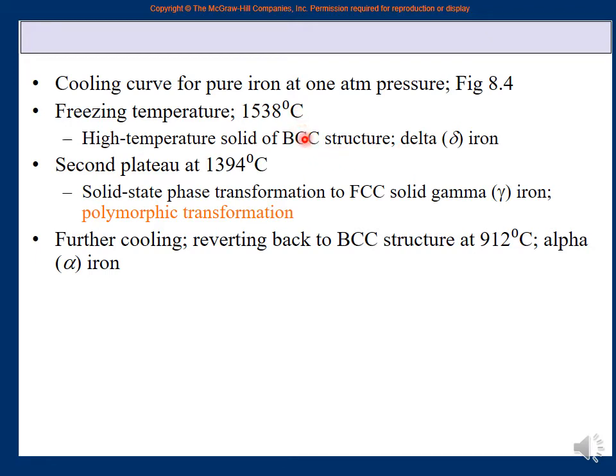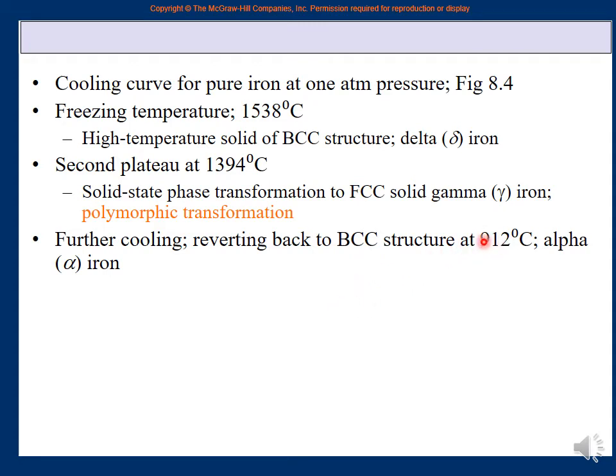Then it keeps on dropping and more of the material is solid, but there is still a lot of liquid there. Once you hit 1394, another type of solid starts to form, which is FCC solid, and it is called gamma iron. The name is polymorphic transformation, because you are forming one type of solid, then the other type of solid, so it is polymorphism. So some of the liquid has changed to delta iron. Now below this temperature, some of the liquid has changed to gamma iron. If you keep on cooling down, some liquid is still there.